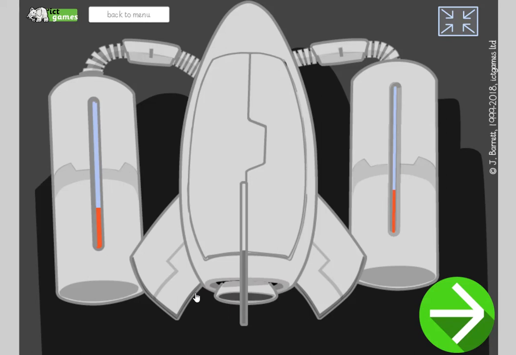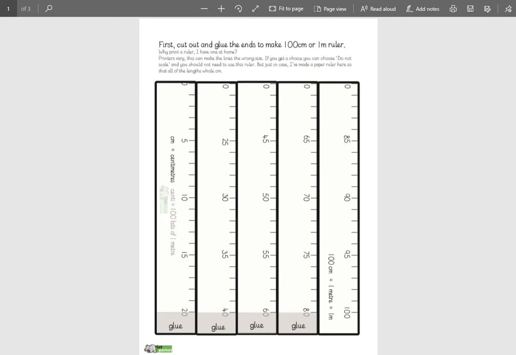Okay, now the other thing we've got is measuring in length. Now this printout comes with today's lesson. It's down below. Last time I gave you a ruler that was 20 centimeters long. Now I've given you 5 of them, and you need to cut it out, and then cut down here, and here, and here, and here, and then you need to glue them together.